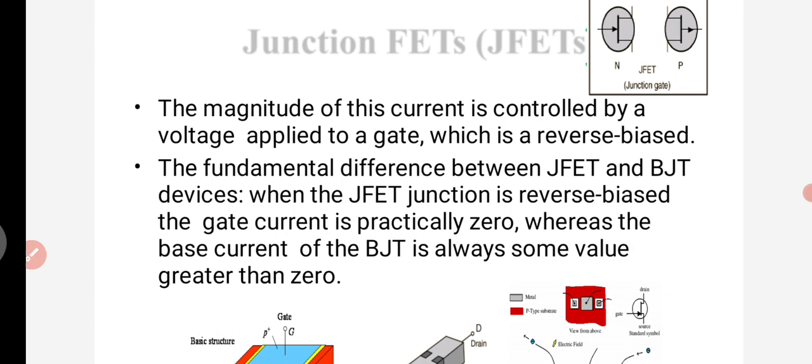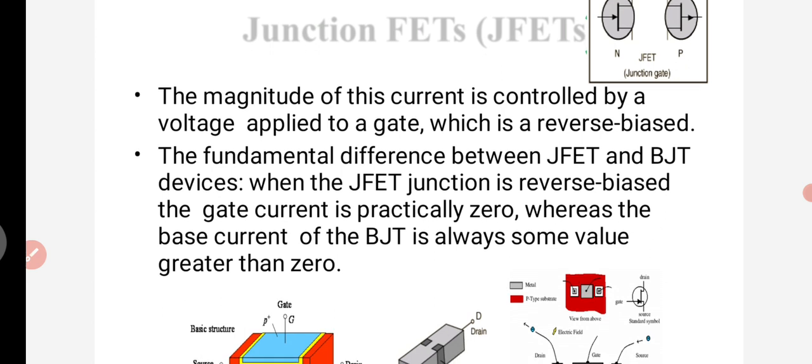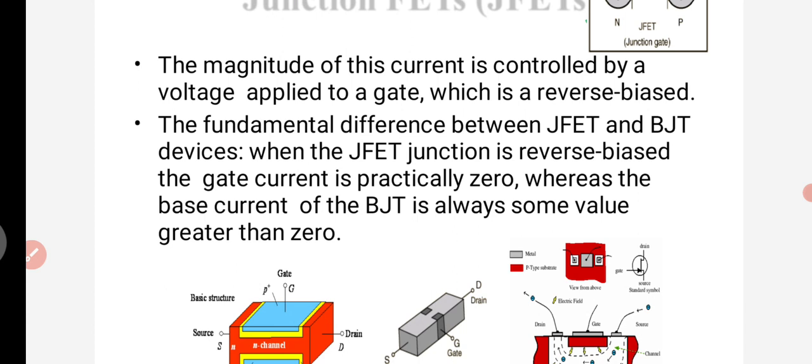The fundamental difference between JFET and BJT devices is that when the JFET junction is reverse biased, the gate current is practically zero, whereas the base current of the BJT is always some value greater than 0. Due to the reverse bias of the gate, the gate current will be equal to 0. But in case of BJT, we make the base forward biased. So that's why the base current has some value greater than 0.